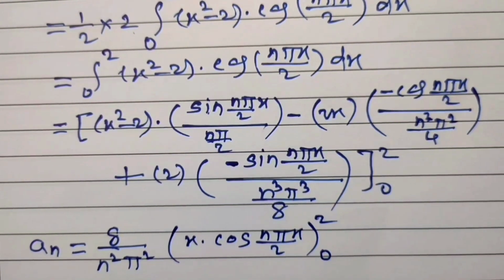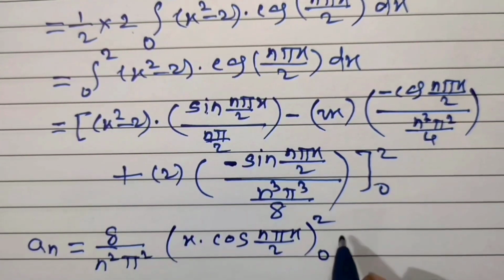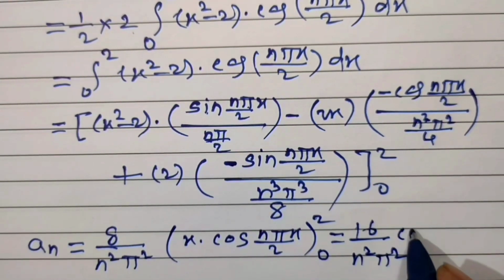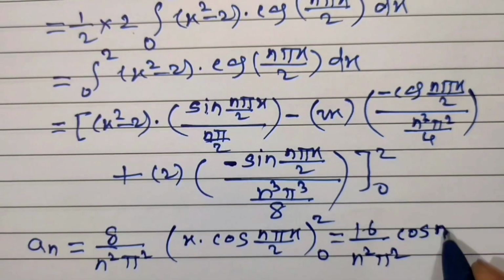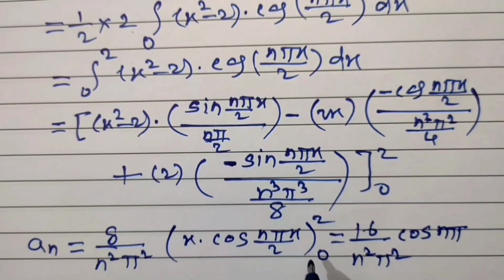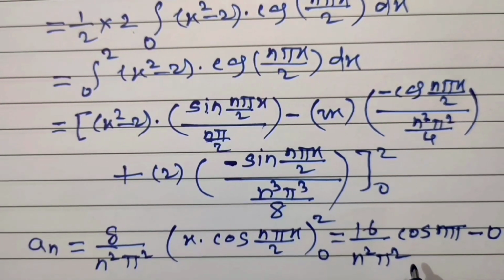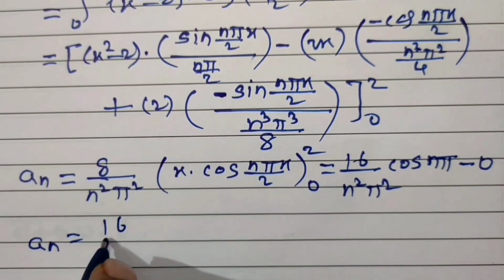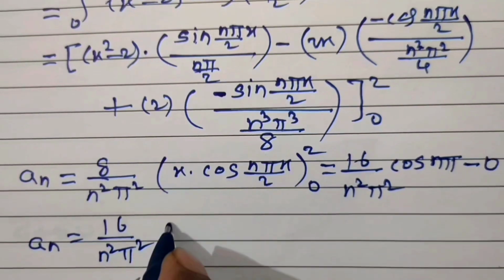So this is equal to, if we replace x by upper limit 2 into 8, 16 divided by n square pi square cos of n pi 2, and these 2 get cancelled, cos n pi. Now substitute lower limit, x we have to replace by 0, means this term becomes 0, and this is an. So we can write an is equal to 16 upon n square pi square, and you know cos of n pi is minus 1 to the power n.